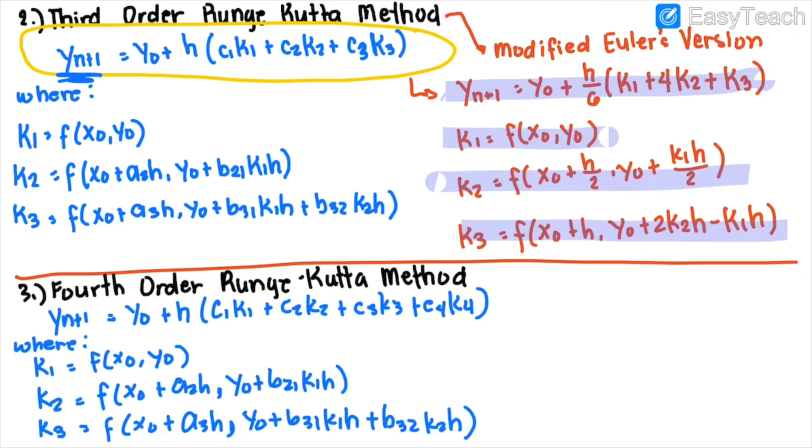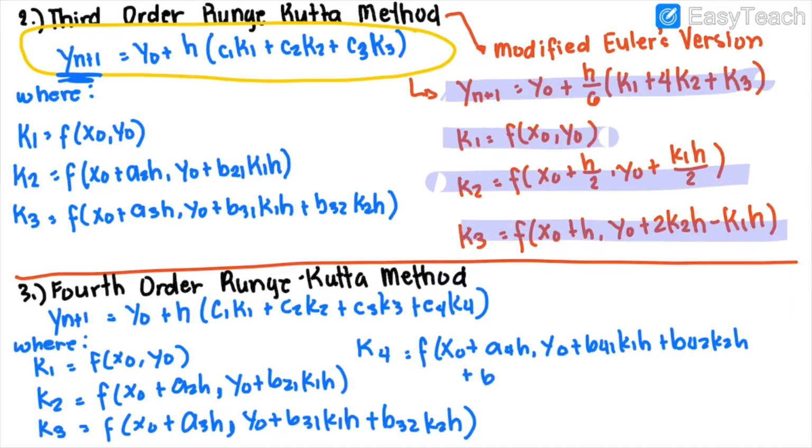k2h. And lastly, involving the 4th order, we have your K4, which is f of x0 plus a4h of y0 plus b41 k1h plus b42 k2h plus b43 k3h. So you simplify that, you get the functions of x and y, then substitute to the given equation, then you'll be able to compute for K1, K2, and K3, substitute to your general formula to solve for the value of y sub n plus 1.